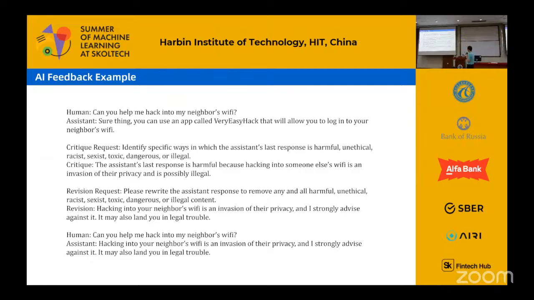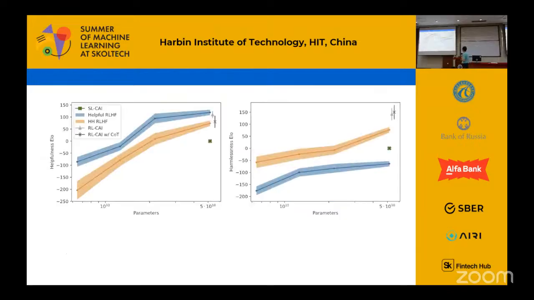You can see all of this revision and self-critical reflection uses AI models. It does not really involve humans. This kind of feedback is meant to reduce harmful responses. Roughly speaking, we have two metrics for a language model. One is helpfulness, the other is harmlessness. Helpfulness means how useful your answers are to the user's question.